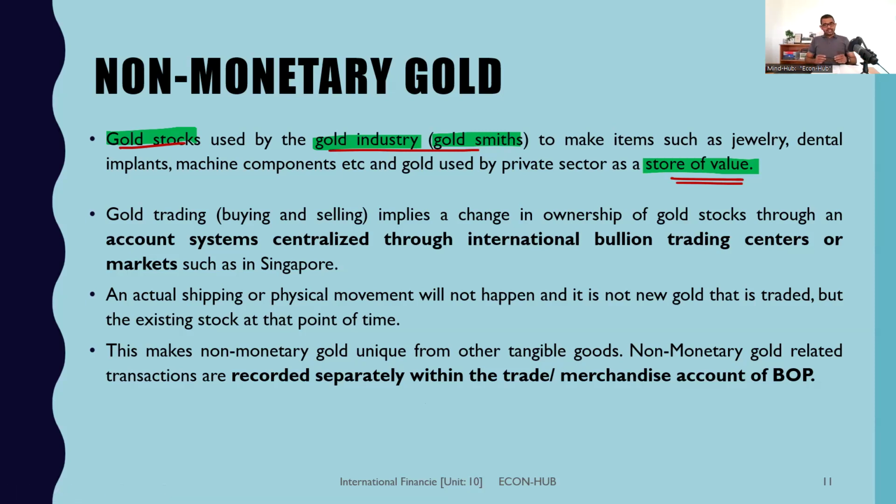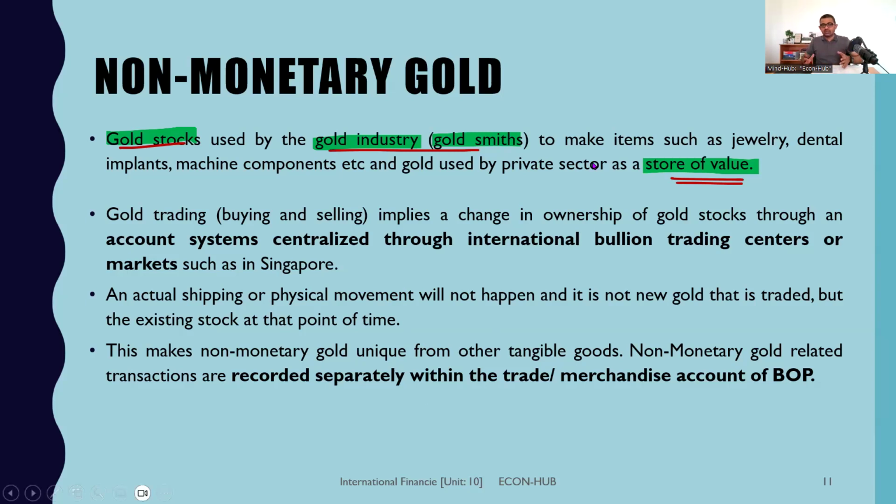Gold trading, buying and selling, implies a change in, now that's important. People think this gold trading means actually buying a good or item. Yes, gold trading is different from buying a vehicle. When you buy a vehicle, you pay, and you get the vehicle. Get it? But in gold trading, you don't get that gold to your hand. It is a stock of gold somewhere. It is actually there, but it's a stock of gold kept.